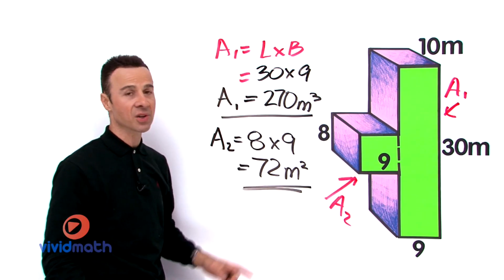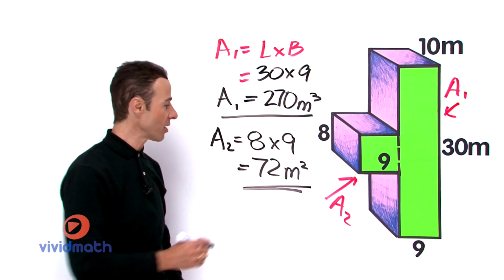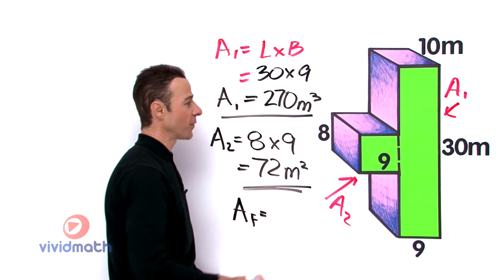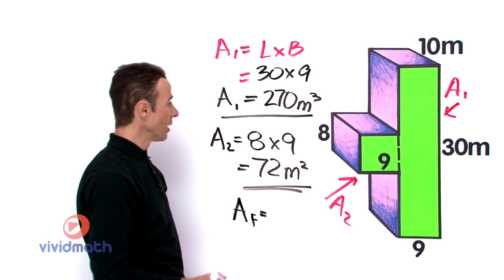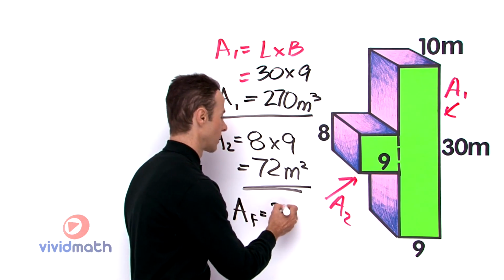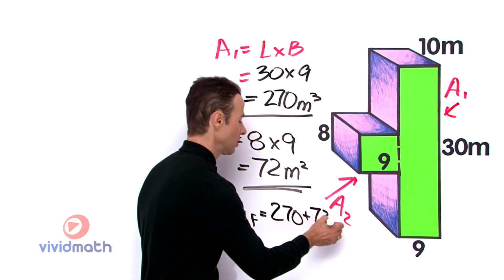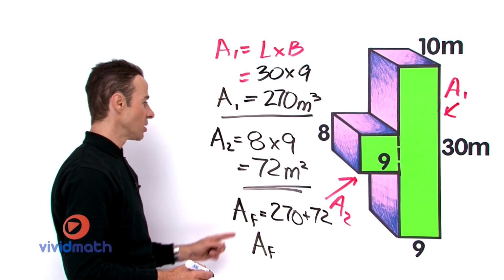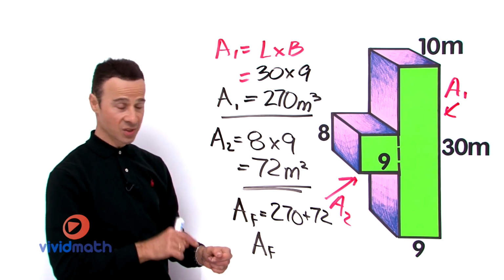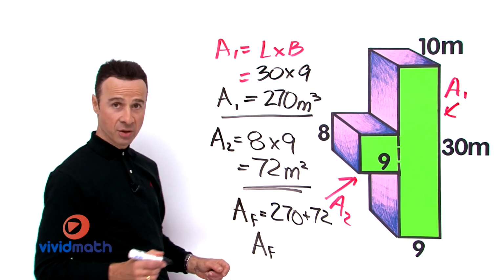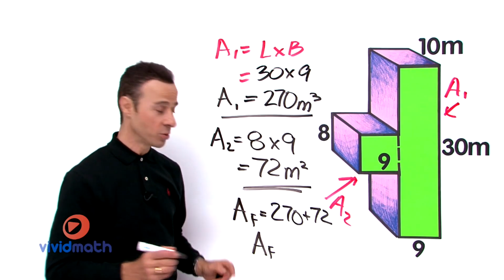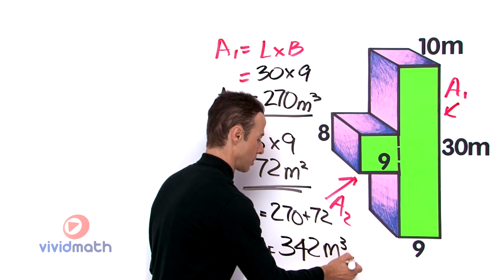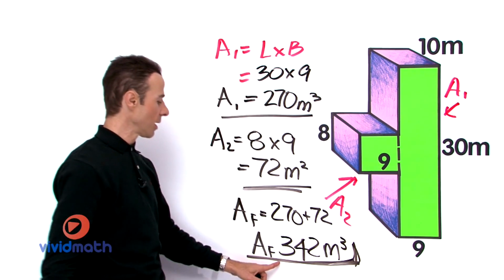Okay, we have our two areas. Now all we have to do is add them together. So area 1 plus area 2 equals the total area F for face. So the whole face in green equals 270 plus 72. So area in total for the face right over here in total is, in the calculator, 270 plus 72 gives you 342. All right, there's our area for the face.